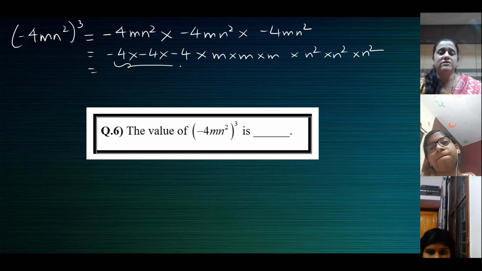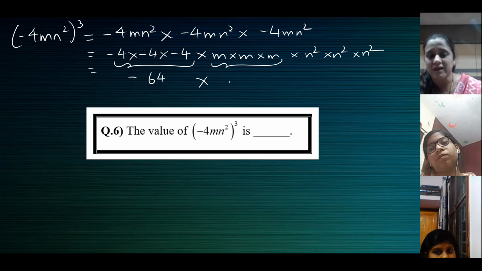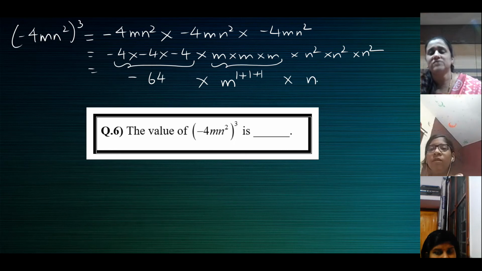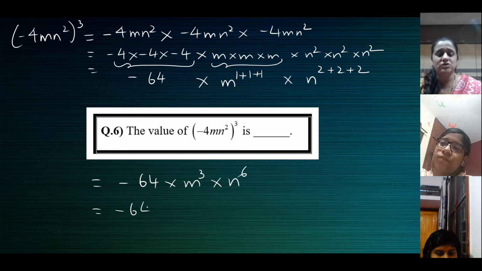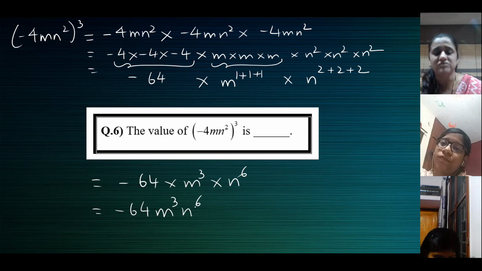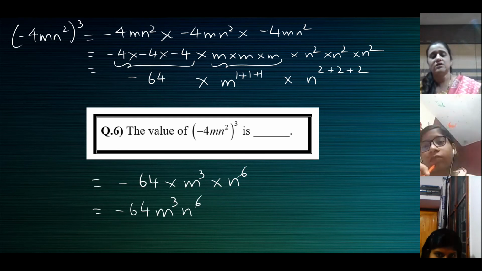Now, when we multiply this, we get minus 64. And here bases are same and it is multiplication, so we add the powers. m to the power 1 plus 1 plus 1. Again, bases are same and it's multiplication, so we add the powers like this. And then we get minus 64 into m to the power 3 into n to the power 6. Now you can remove the multiplication signs and write it as minus 64 m cubed n to the power 6. Please write down this and then ask me your questions.